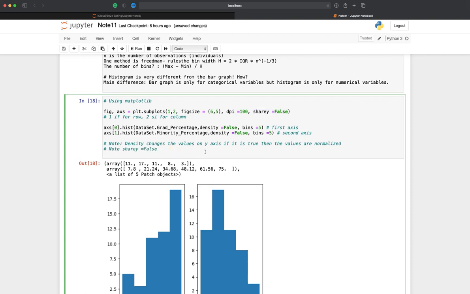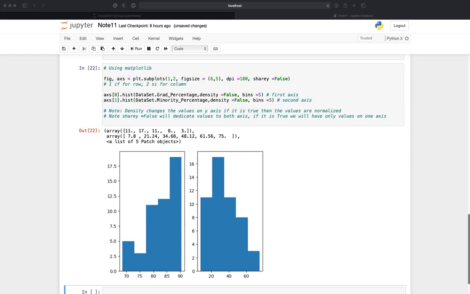This one, another note. This one will dedicate values to both axes. If it is true, we will have values on only one axis. Okay. There's another argument that I wanted to show you.